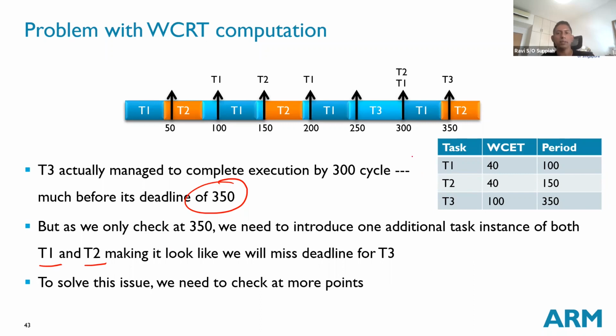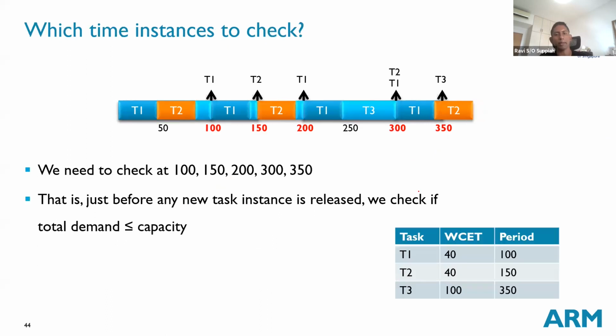But what we need to do is look at all the intervals where the higher priority tasks are being released into the system. That means I need to look at 100, 150, 200, 300, 350, and so on. That means all the periodic intervals of the higher priority tasks.